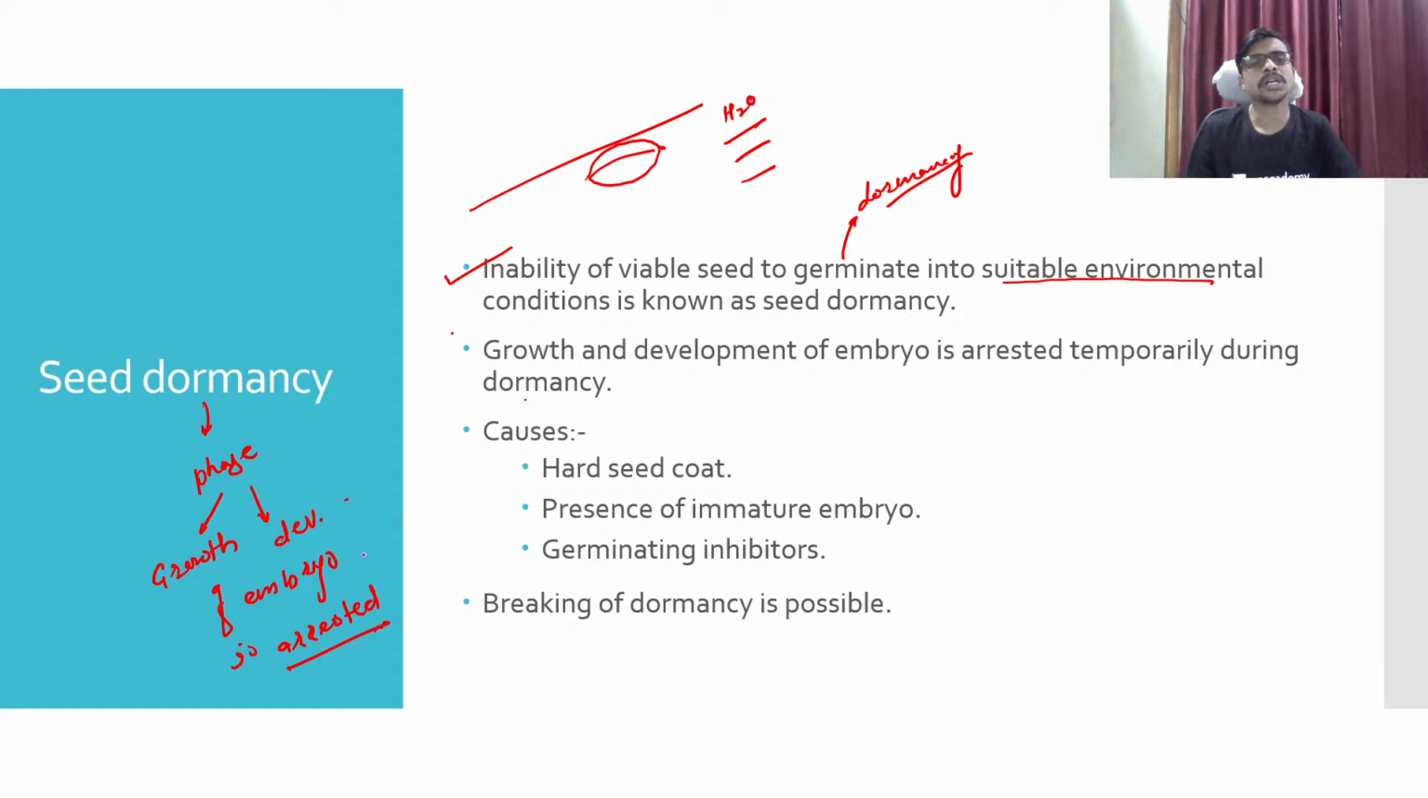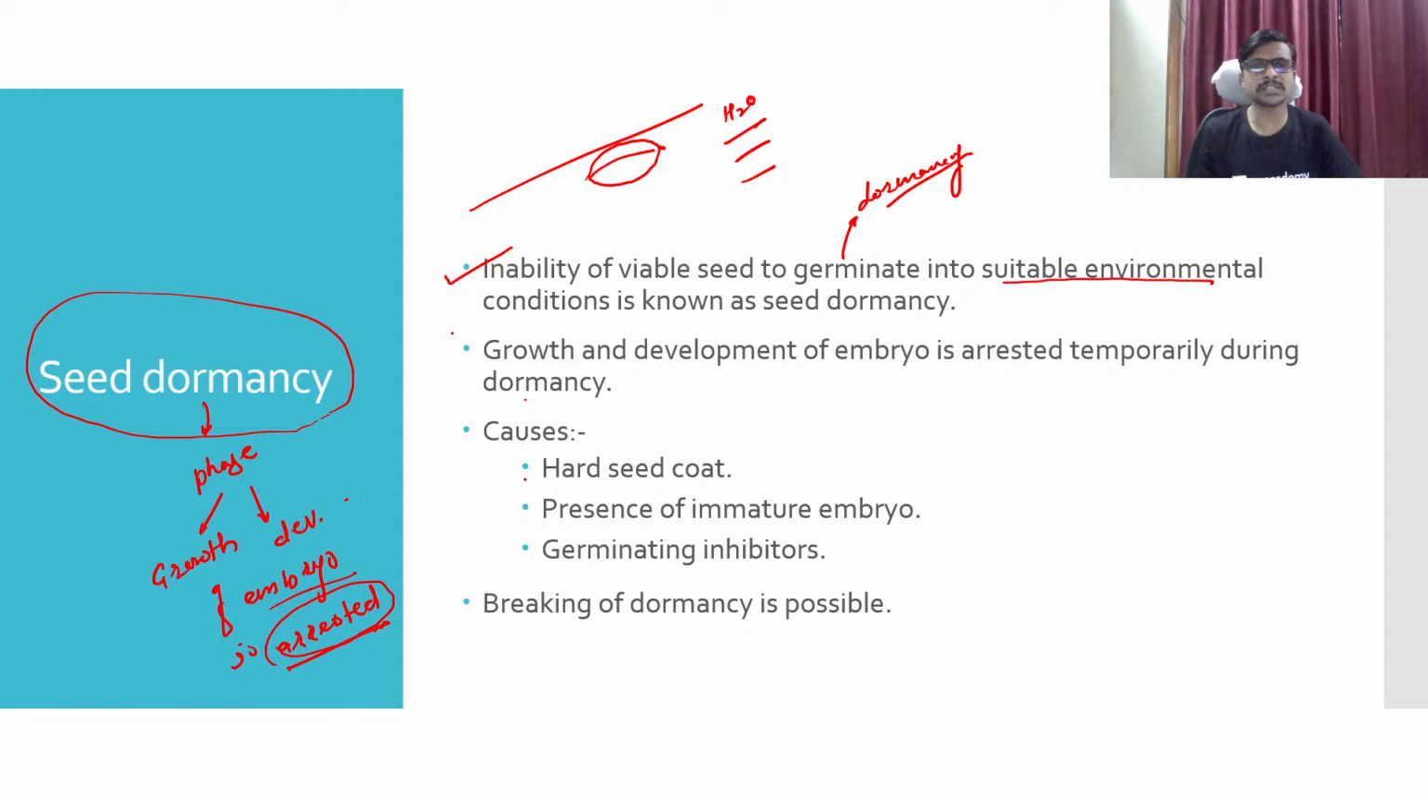So your embryo is not going to germinate now because of the arrested growth. Because of arrested growth, your embryo is not going to germinate, and this is called seed dormancy. Why is it unnecessary? Let's see. And first of all, what is the cause of seed dormancy?